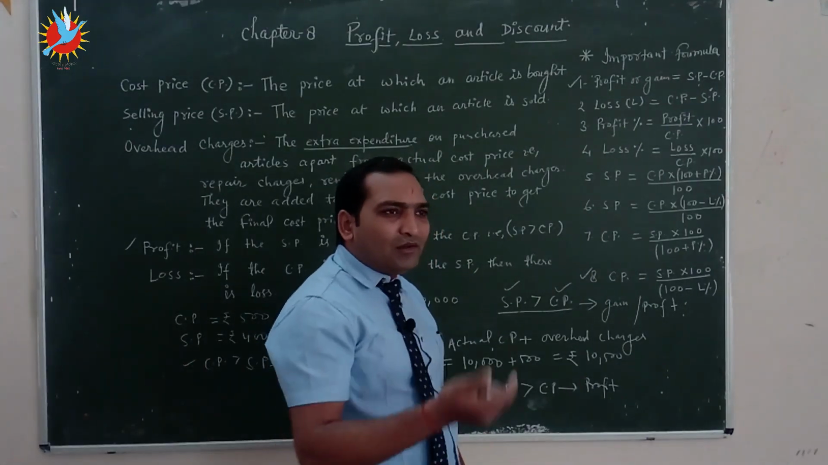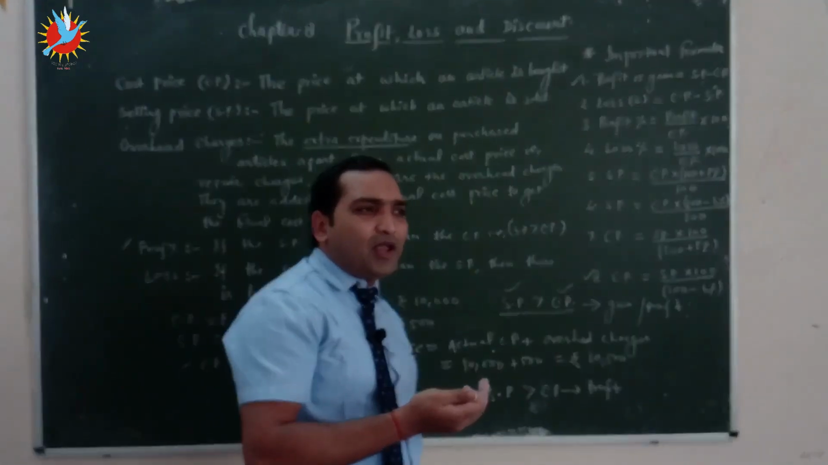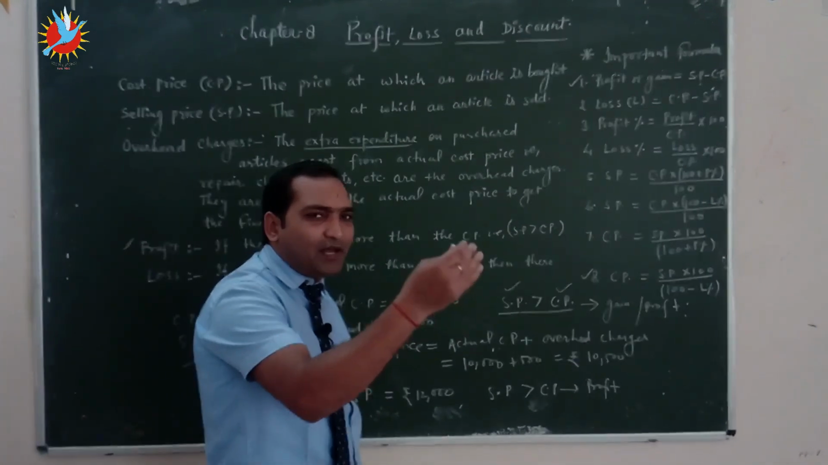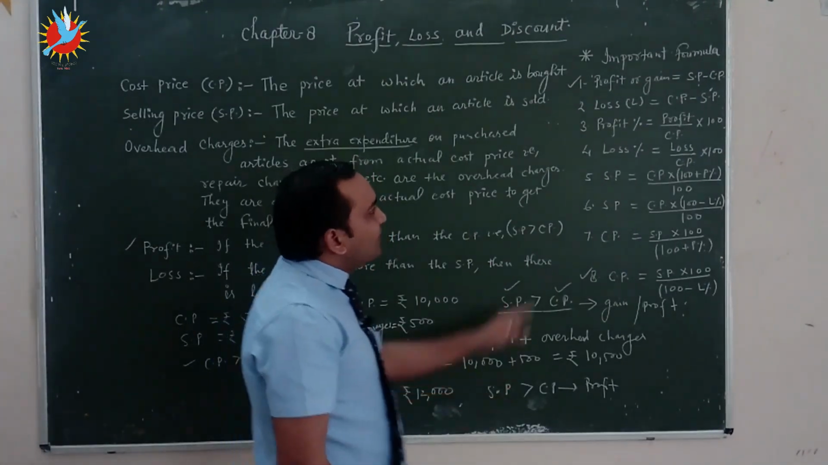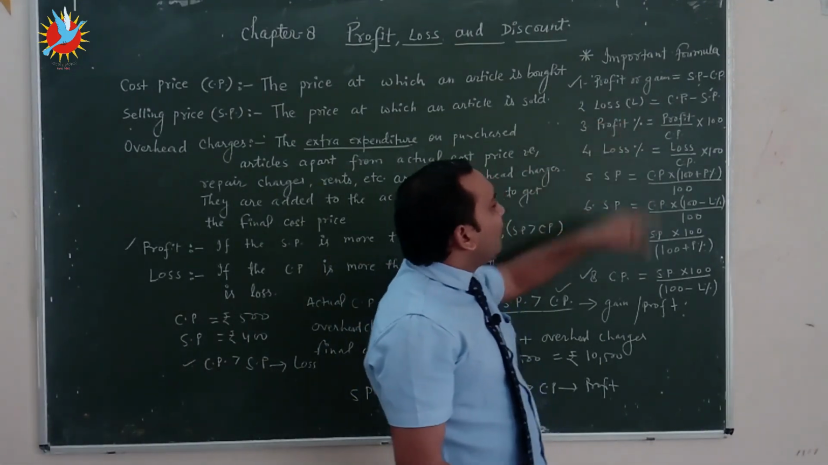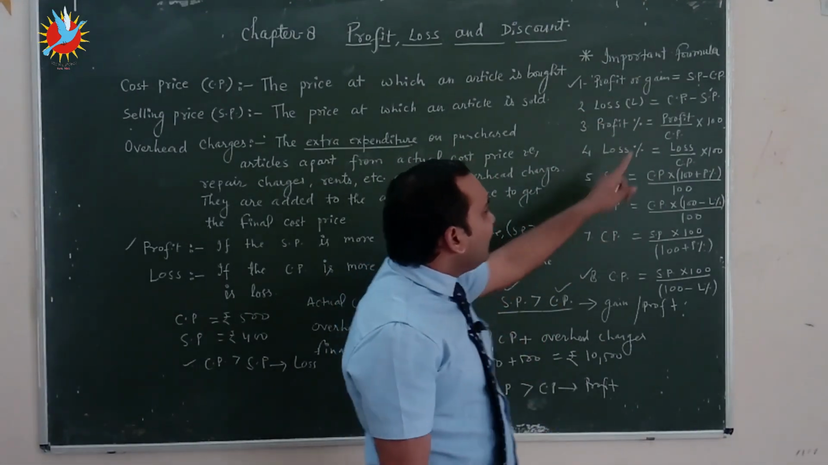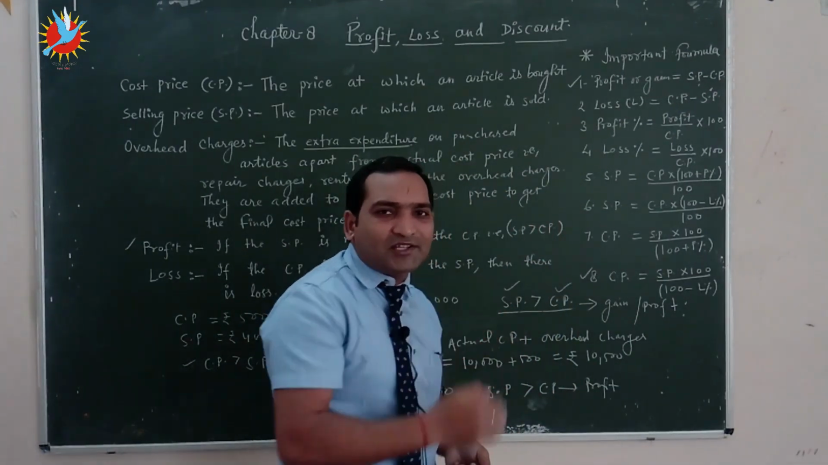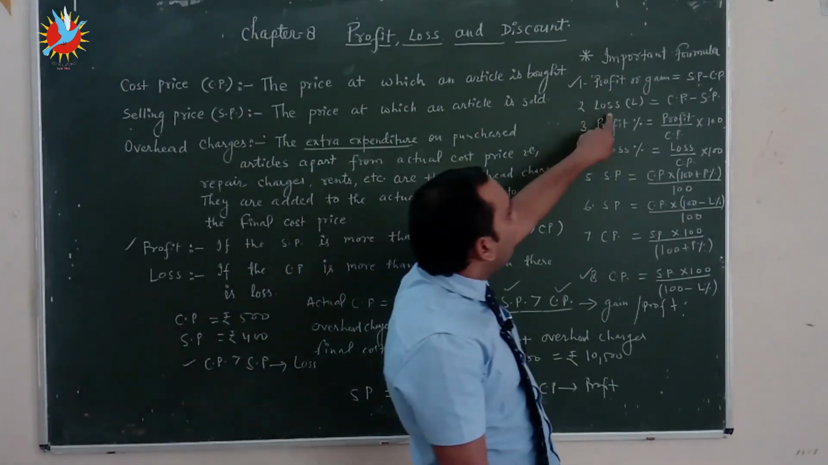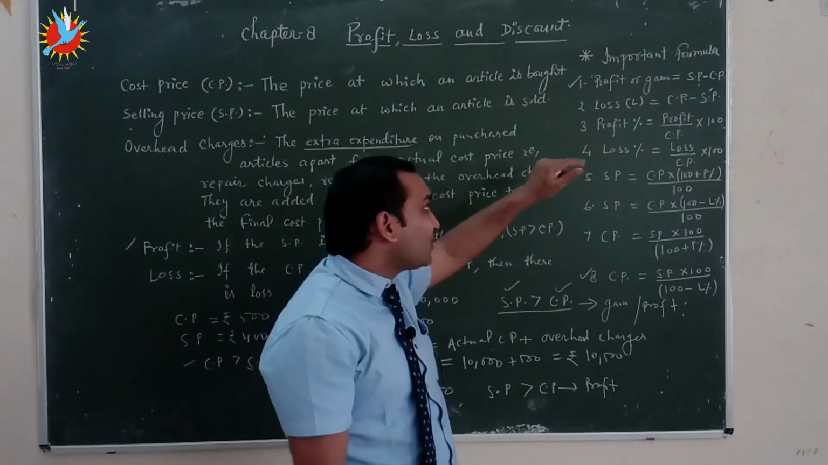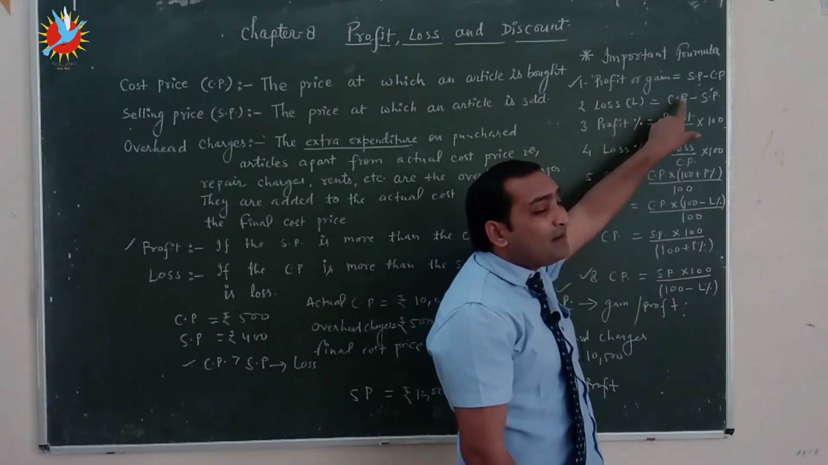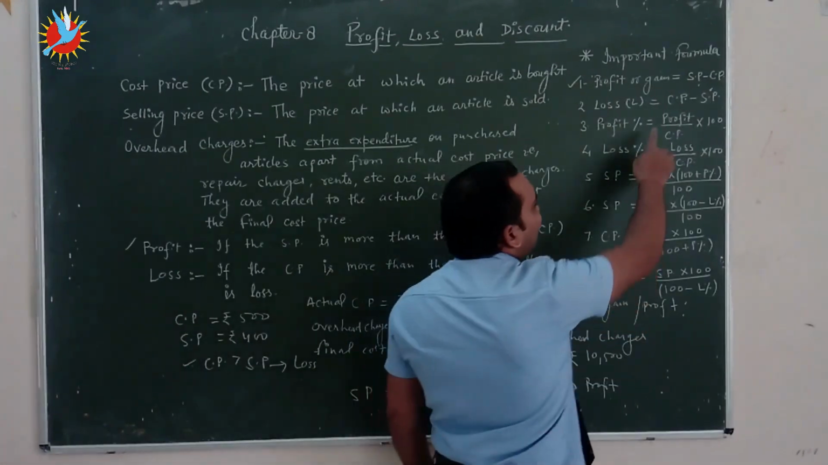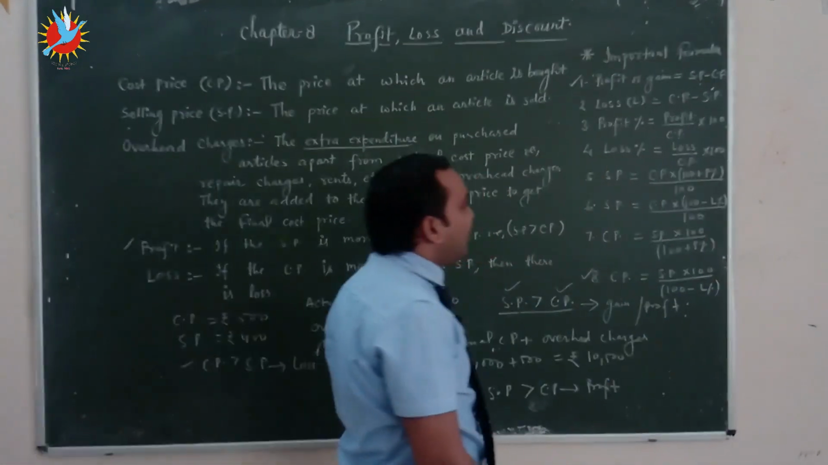What is loss? We purchase an object for a higher amount. Consider we purchase a pen for 10 rupees and we sell the pen for 8 rupees, so the selling price is less than the cost price. In this situation, we suffer a loss, and loss is equal to CP minus SP, because the cost price was more or higher, so cost price minus selling price.